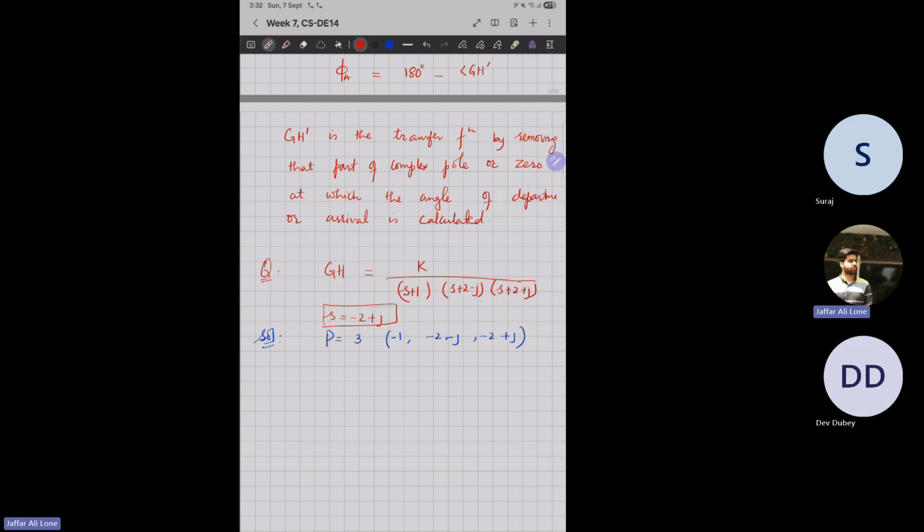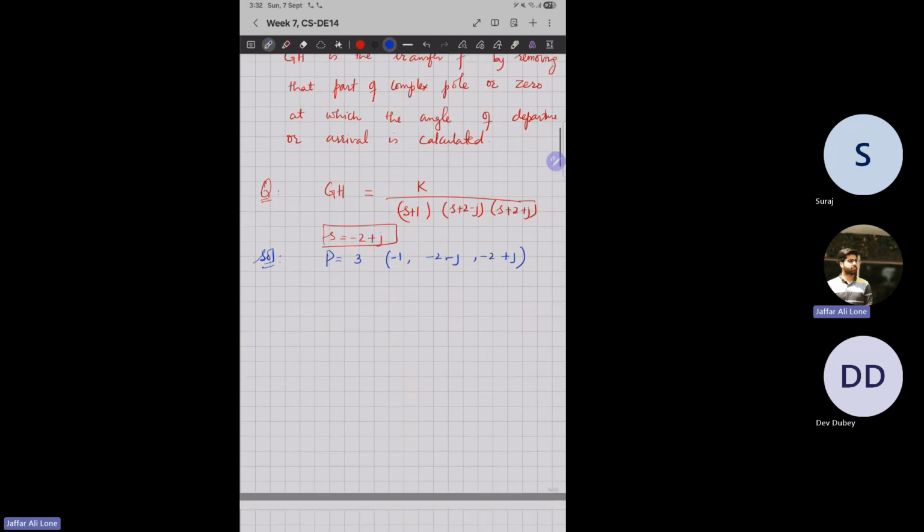Let's first plot it, and then it will be more clear how I will apply the formula. This is my s plane. I have poles: one is at -1, and the other two are at -2 plus j and -2 minus j, somewhere here.